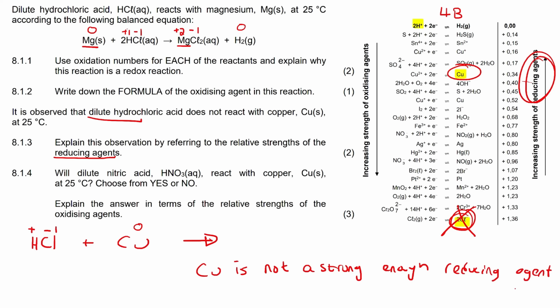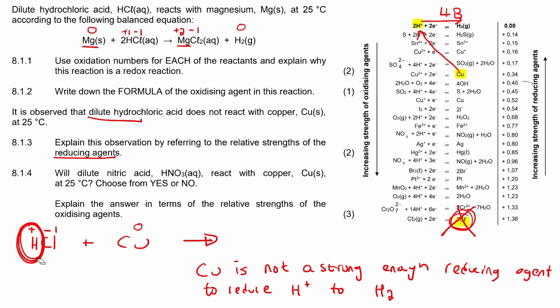So it's not a strong enough reducing agent to reduce H+ to hydrogen. Let me explain that. This copper is not strong enough to cause this thing over here to become hydrogen. So it's not strong enough to cause this thing to change from what it already is. And that's it. That's how they want you to explain it.